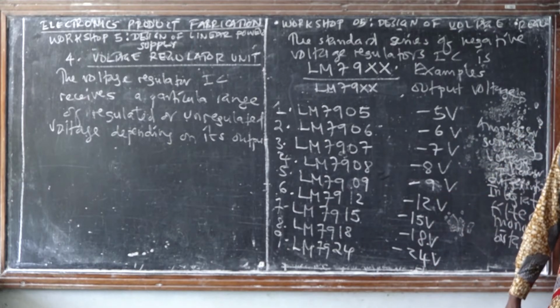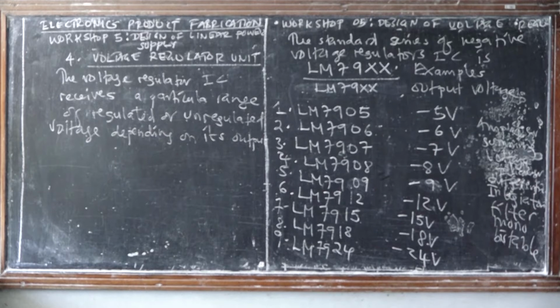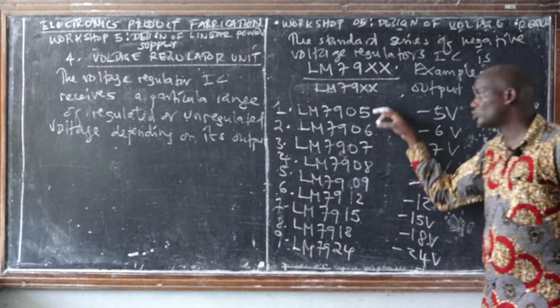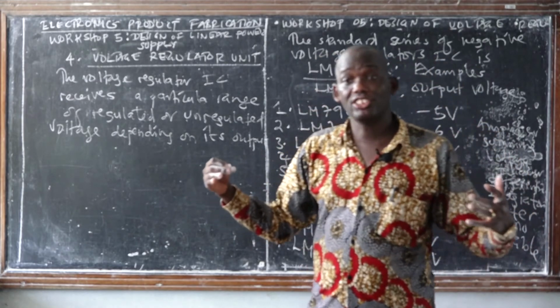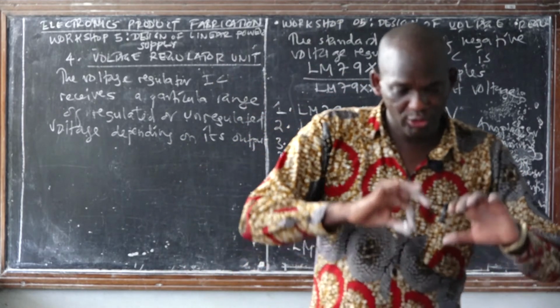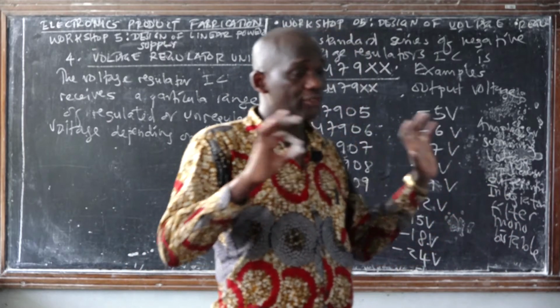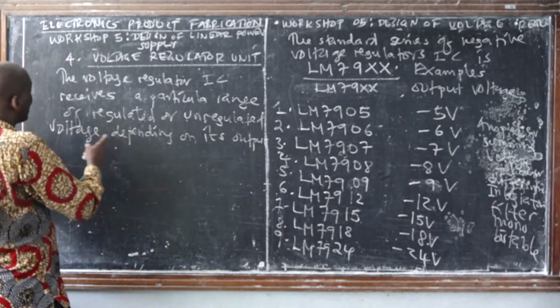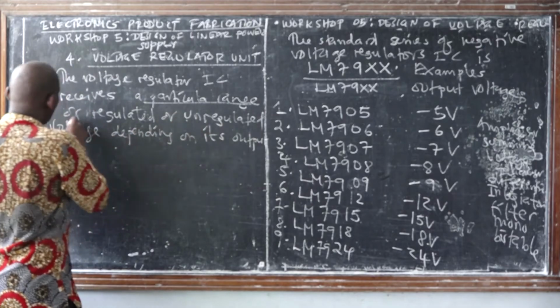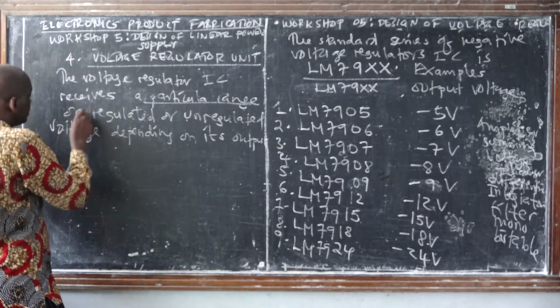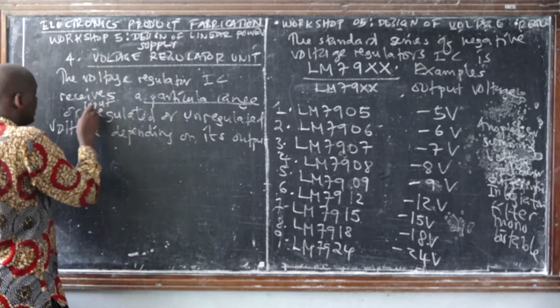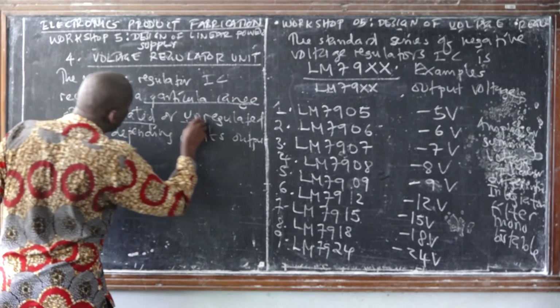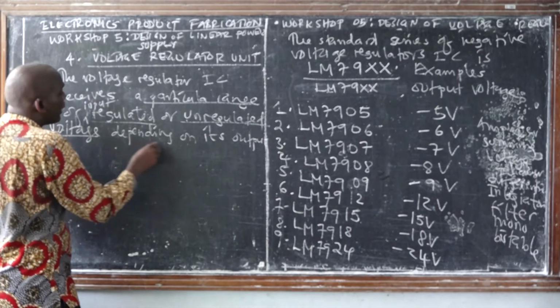Are we together, class? Okay. Class, stop writing. Listen. I have just introduced you to the idea. I didn't tell you about the schematic, just the configurations of the voltage regulator. We want to discuss the input. We have talked about what the voltage regulator actually does, and then we talked about the output. So the voltage regulator IC receives a particular range of input, either regulated or unregulated voltage, depending on its output.